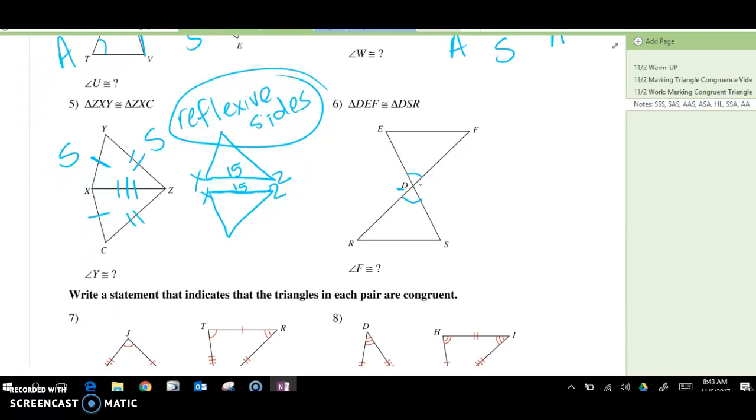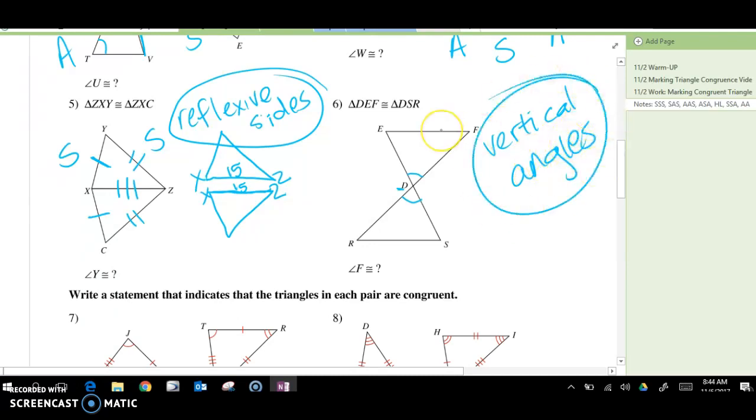So what kind of angles are those? Vertical. So I know those are congruent because of vertical angles. So you can mark them congruent. All right?